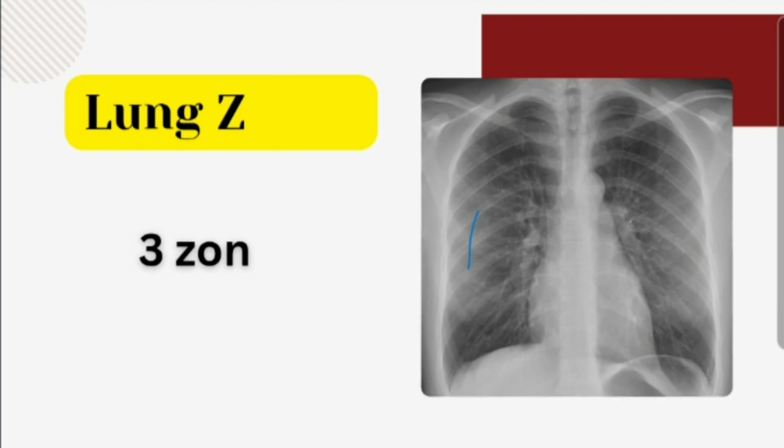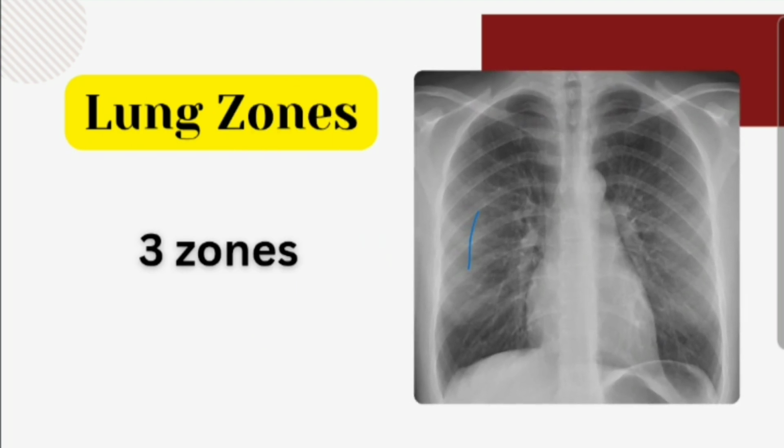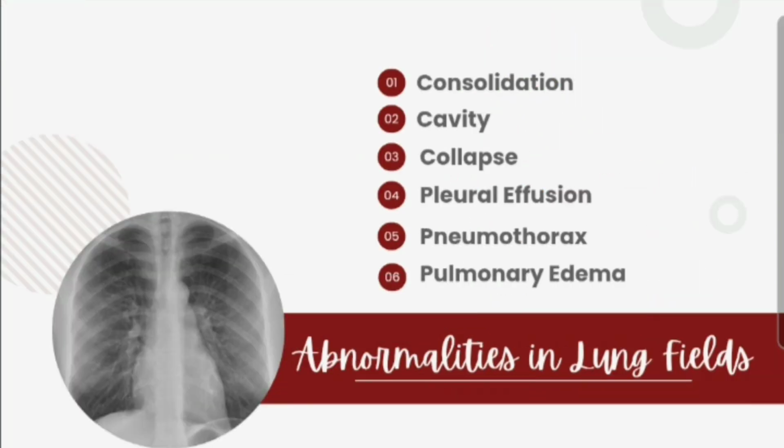To interpret the lung in chest X-ray, divide each lung into 3 zones: upper zone, middle zone, and lower zone, and then look for abnormality in each zone. Abnormalities in the lung fields can be in the form of consolidation, tumor, mass, or malignancy, or it can be in the form of cavity, collapse, pleural effusion, pneumothorax, and pulmonary edema.